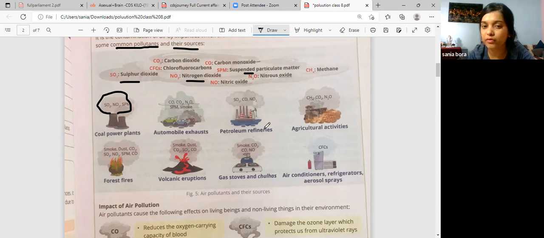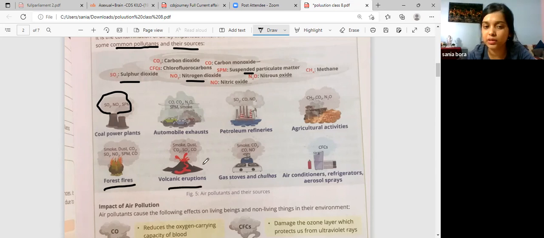So from petroleum refineries, SO2, CO, and NO2 are coming. And from agricultural activities, like when you burn the trash and wood, CH4, CO2, and N2O are coming. Forest fire: when there is a forest fire, there is also smoke, dust, CO2, SO2. All these are the pollutants.